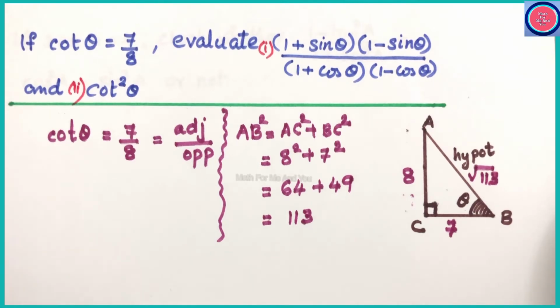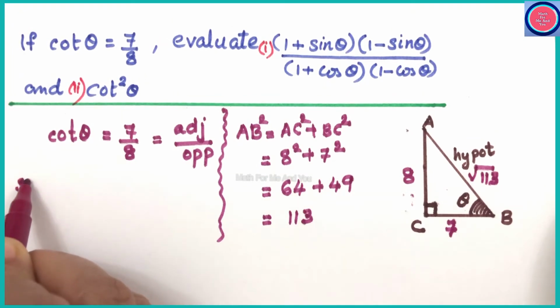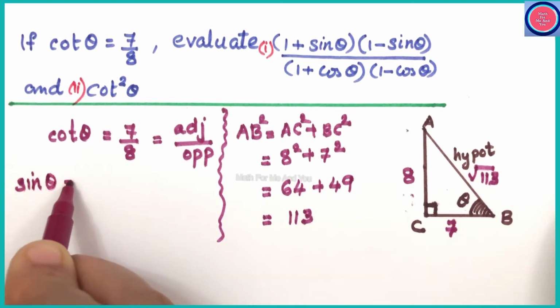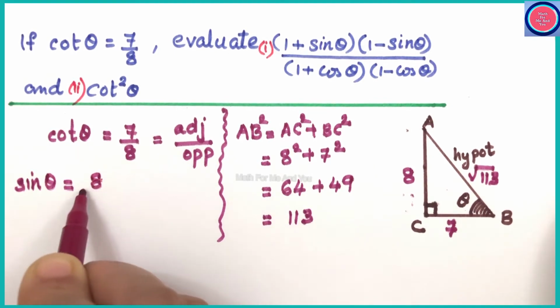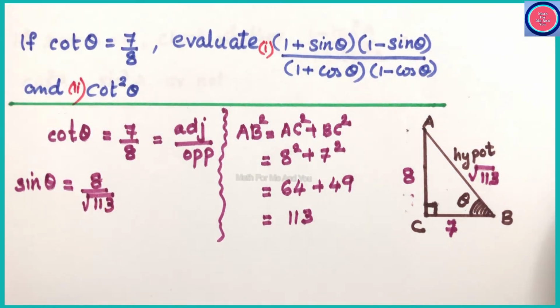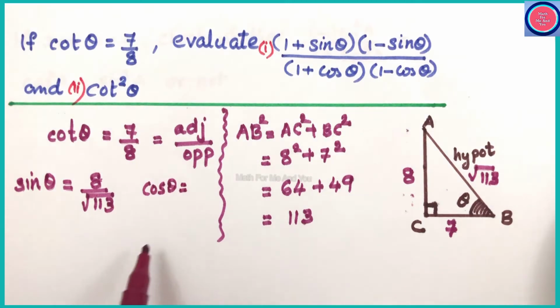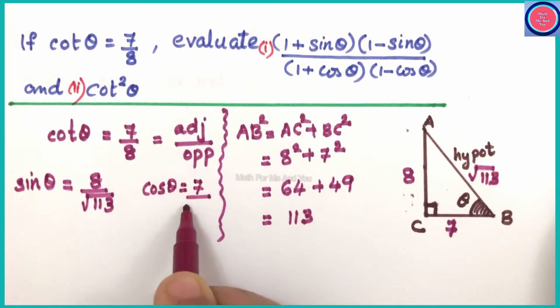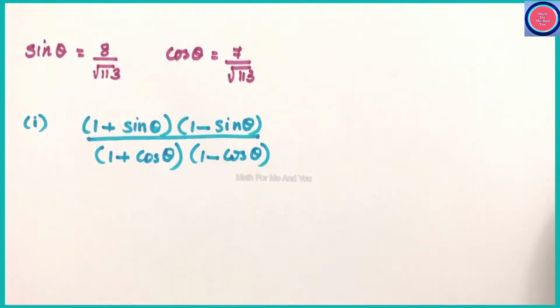Now we can find the value of question number 1. For that we need the ratios sin theta and cos theta. Sin theta, the ratio sin, what is that? Side opposite to the angle theta divided by hypotenuse, 8 over root of 113. Next cos theta. Cos theta is the ratio side adjacent to theta divided by hypotenuse. Adjacent side is 7 divided by hypotenuse is root of 113. And these two ratios are enough to answer question number 1.